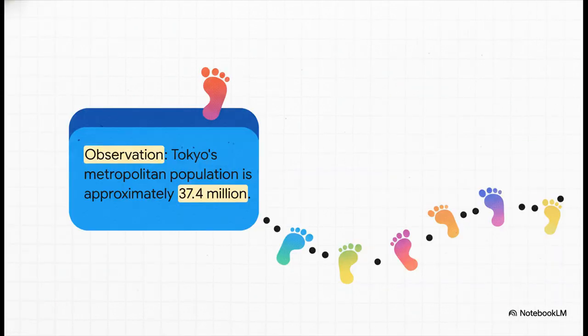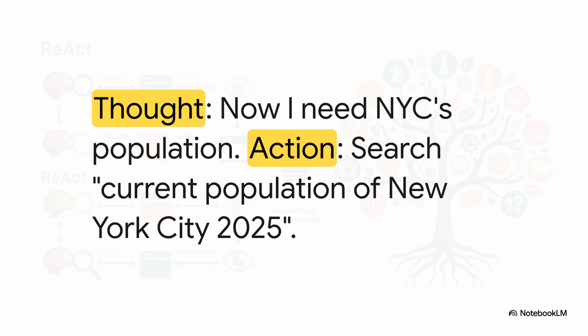Okay, the search comes back with a key piece of data. Now, this observation isn't the final answer, not at all. Think of it as a stepping stone. It's the first clue the AI needed to figure out what to do next. So, based on that first observation, the AI forms its next thought. Okay, I've got Tokyo's data, now I need New York's. See? The process just repeats itself, a focused thought that leads directly to another specific action.